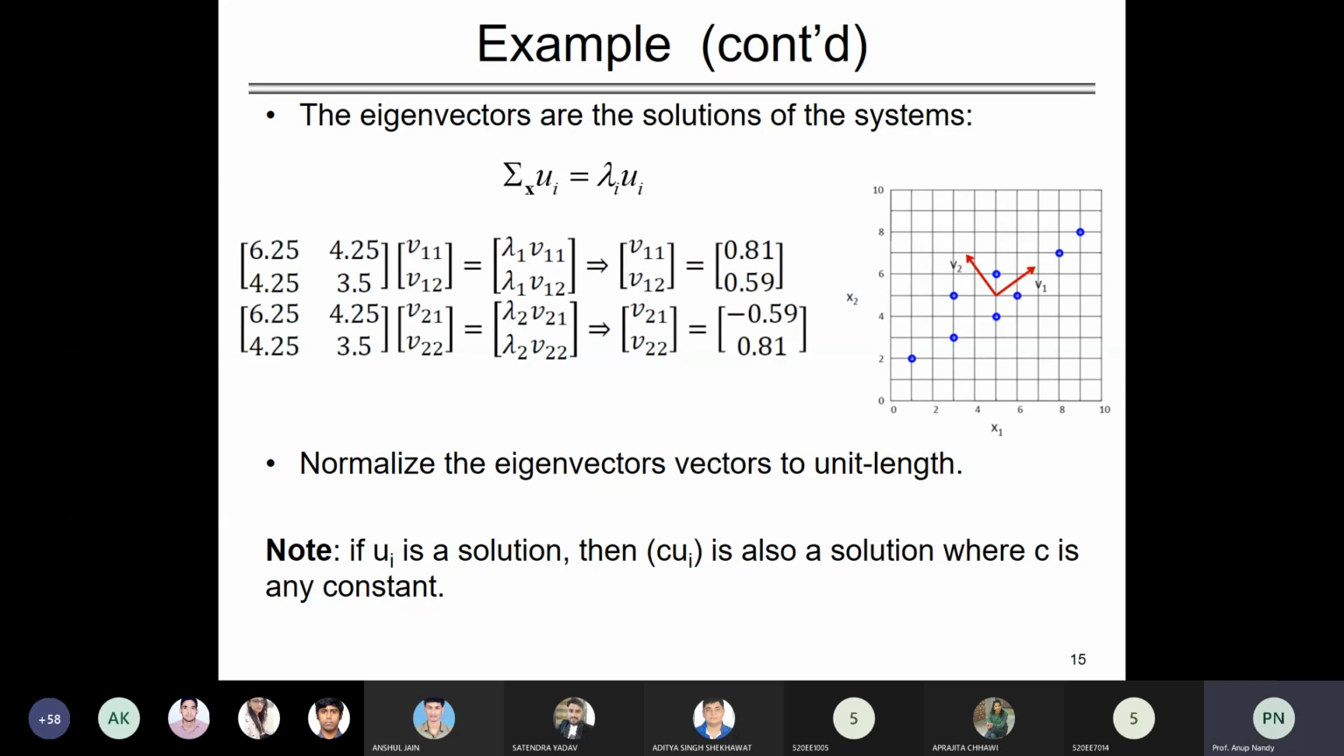So this way also you can have it, because suppose you simply write A x equal to lambda 1 x. Then A c x equals c A x, and you can replace A x with lambda x, so c lambda 1 x, and you just take out lambda, then you have this c x. So it is just a constant term. If u_i is a solution, then c u_i is also a solution, where c is any constant.